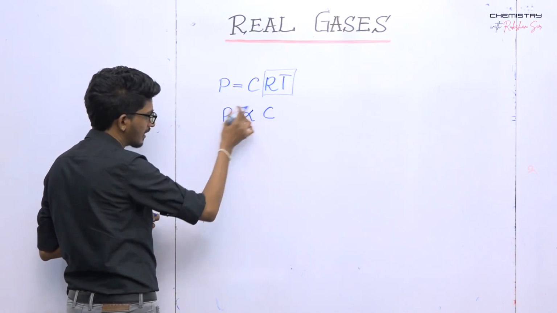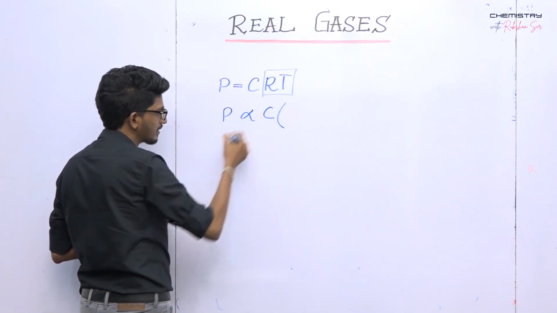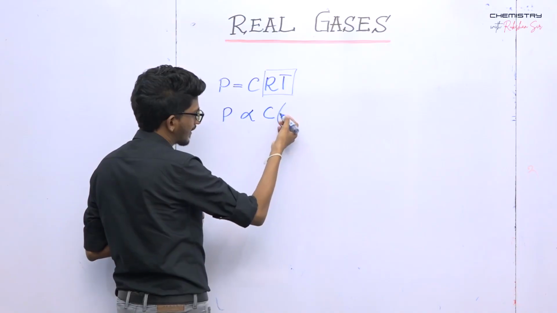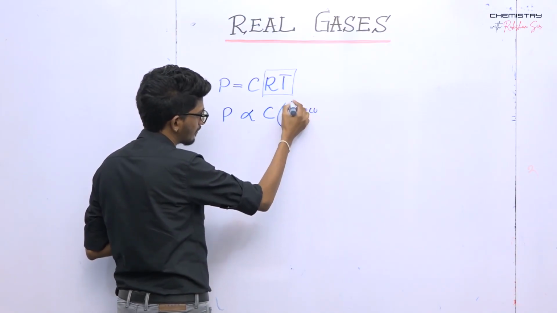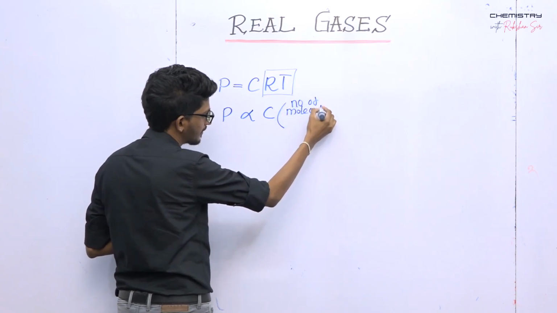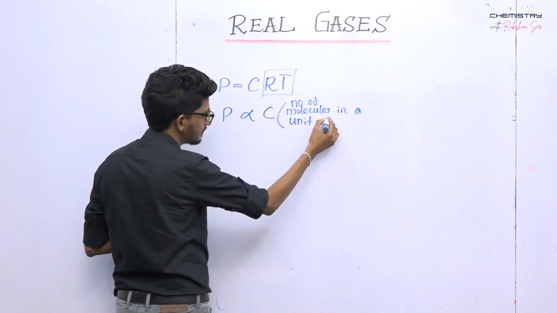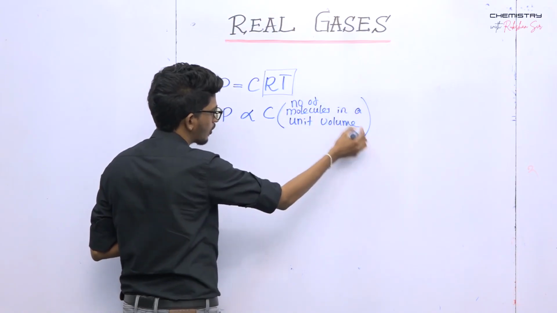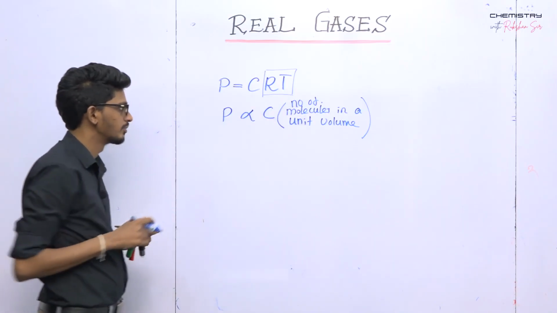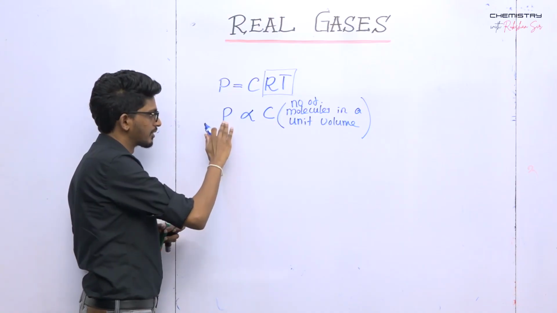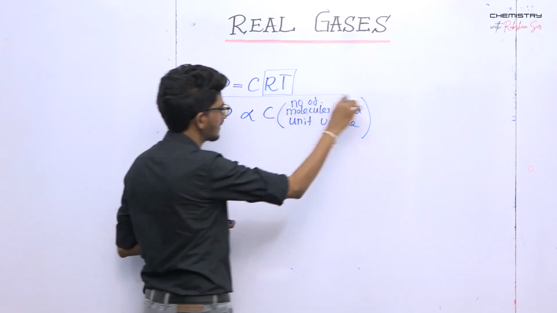So when the concentration is high, pressure is high. When the concentration is low, pressure is low. What is this concentration? Concentration is a measure of the number of molecules in a unit volume. If you have more molecules in unit volume, the concentration is higher. If you have fewer molecules in unit volume, the concentration is lower. So one can say pressure is a measure of the number of molecules in unit volume.